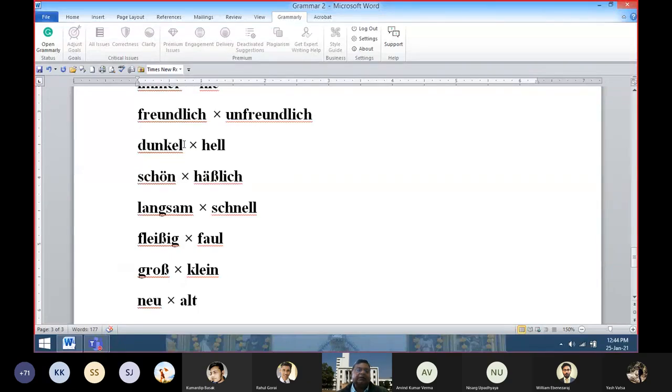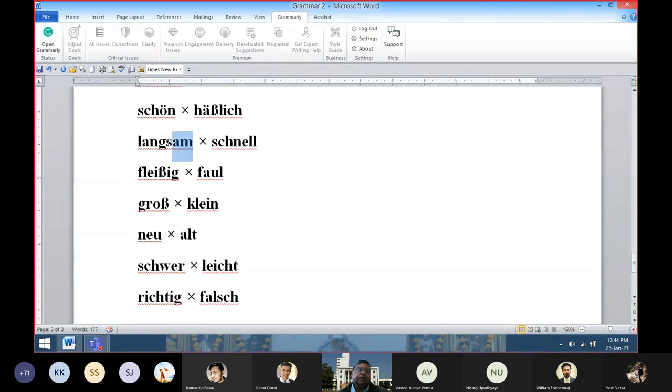Dunkel. What is the meaning of dunkel? Dunkel is dark. And the opposite is hell. This is an interesting word. Hell means bright. So dunkel is dark and hell is bright. Schön means beautiful. Opposite is hässlich. What is the meaning of hässlich? Ugly. Schön means beautiful and the opposite is hässlich.